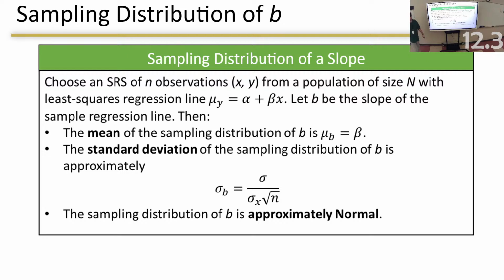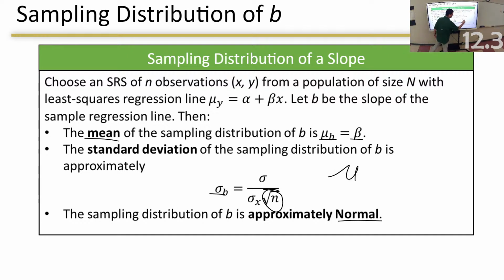You don't need to know any of this stuff. But the mean of the sampling distribution of the slope is equal to the mean of the population. The standard deviation of the slope is equal to the standard deviation divided by the square root of n with something else attached to it. Don't worry about it. And then the sampling distribution is always going to be approximately normal, provided you have a large enough sample size.